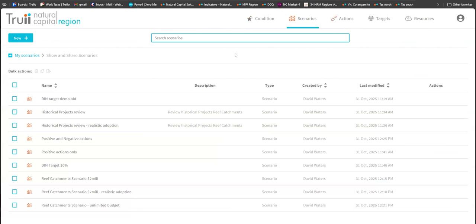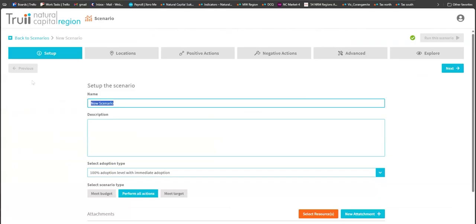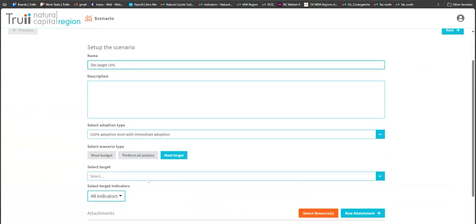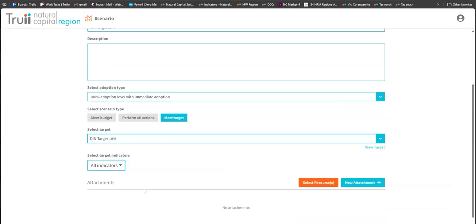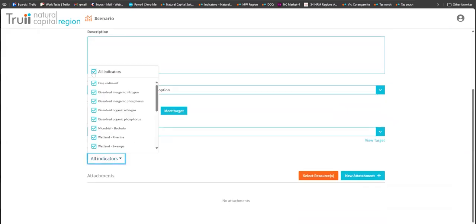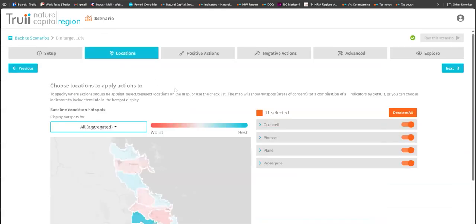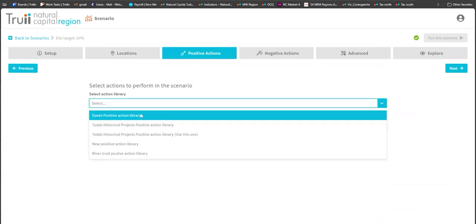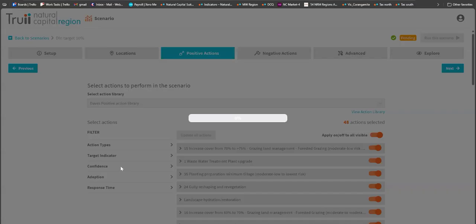So again, we'll look at running a show and share. So we'll set a new scenario, let's look at a DIN target. We'll set a DIN target of 10%. We're going to choose a DIN target. We're just interested in dissolved nitrogen in this case. We'll run it everywhere. We're going to run positive actions.